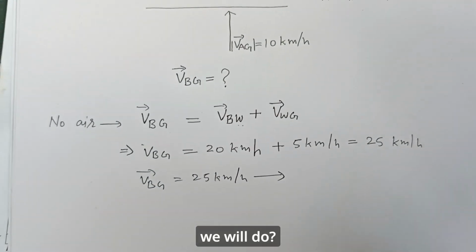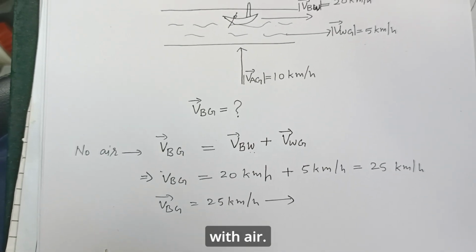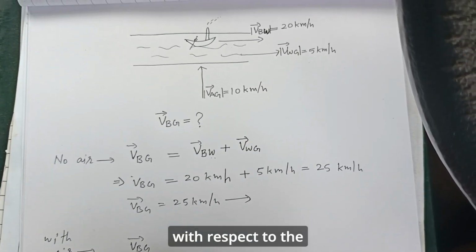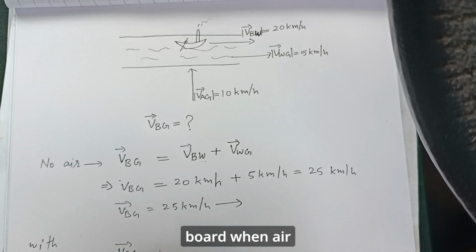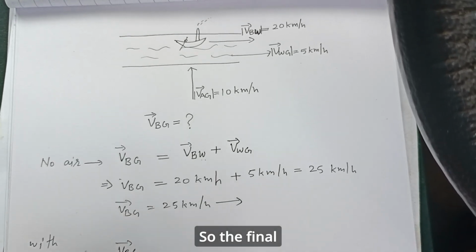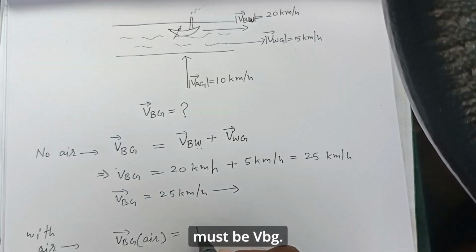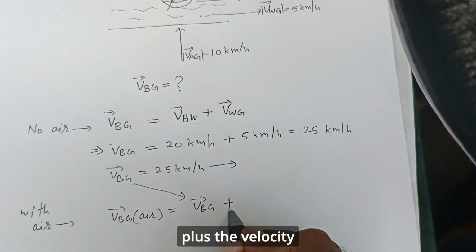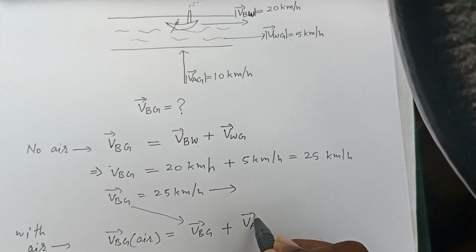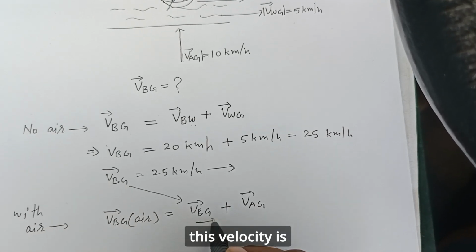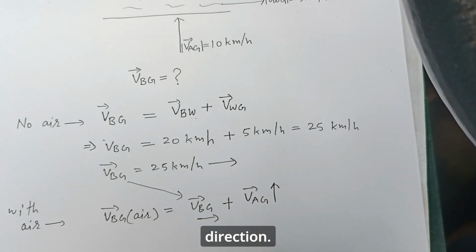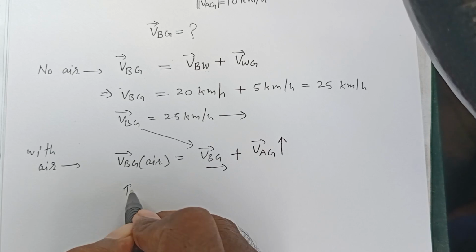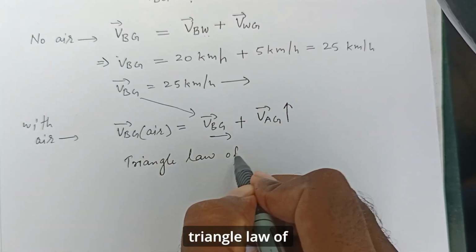Now we will find the velocity when air starts blowing. With air, the velocity of the boat with respect to the ground is the final velocity VBG. What we found with no air, we put here, plus the velocity of air VAG. The direction of this velocity is this direction, and the direction of that velocity is that direction. So we have to add them using the triangle law of addition. How do we do that?